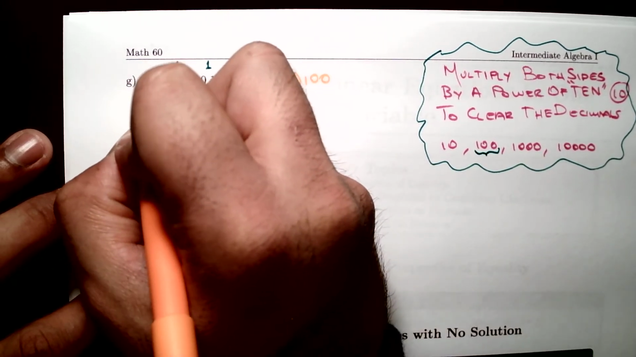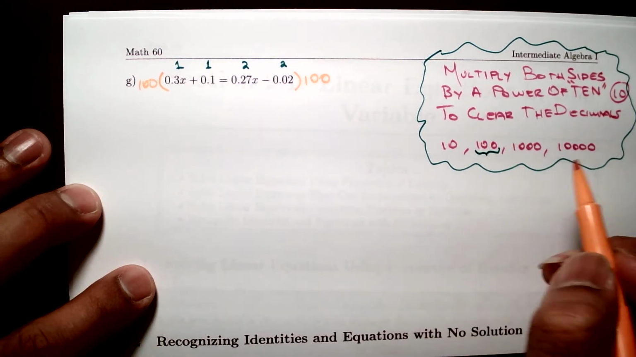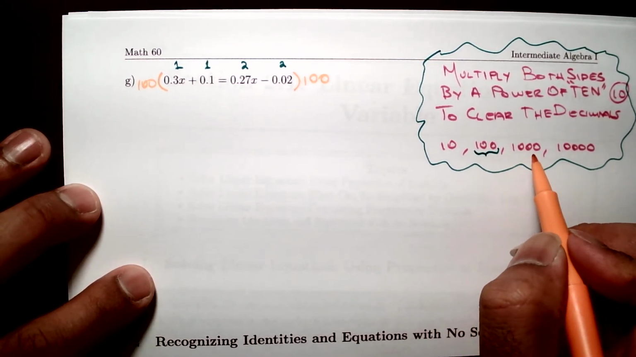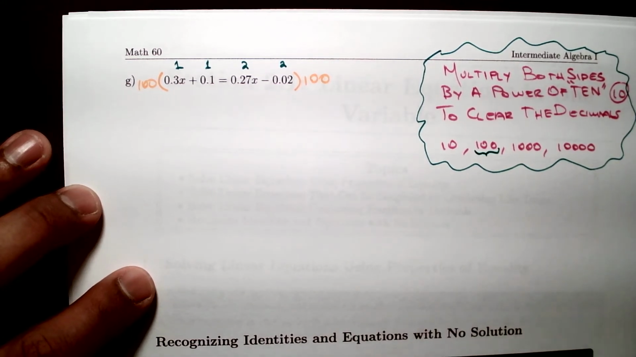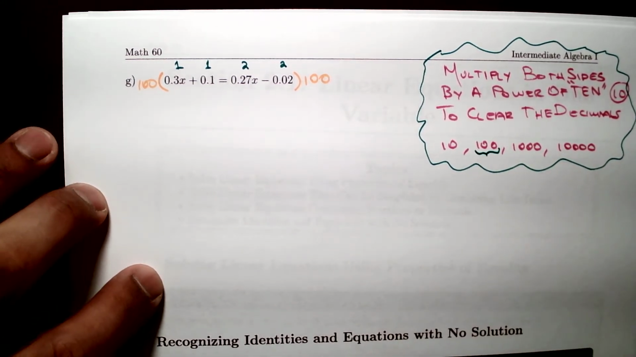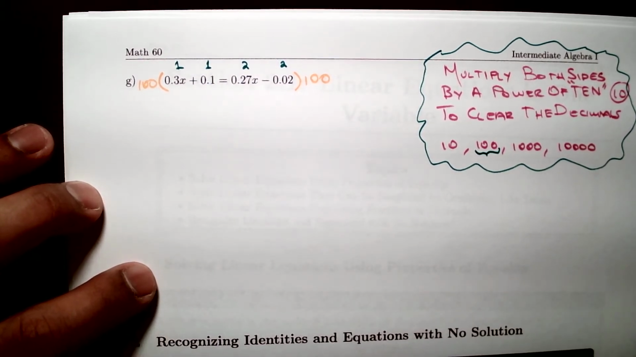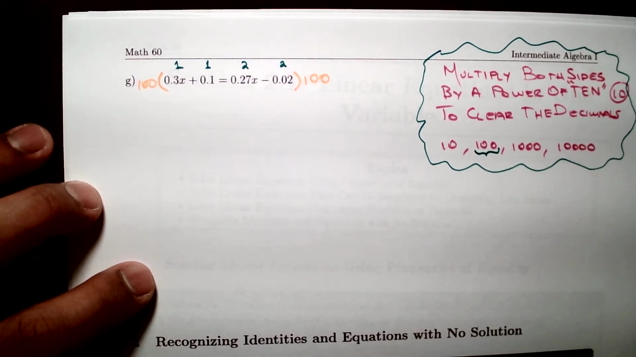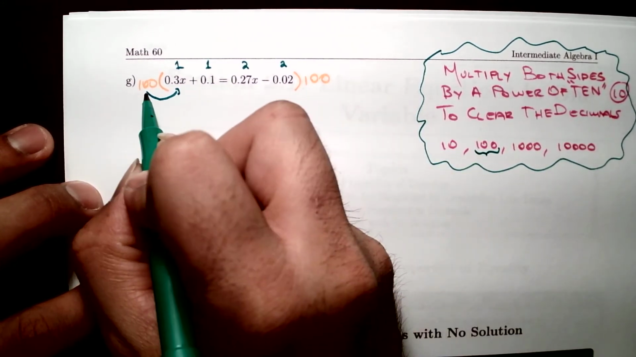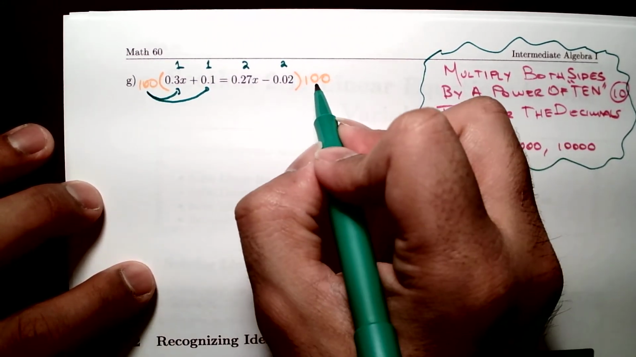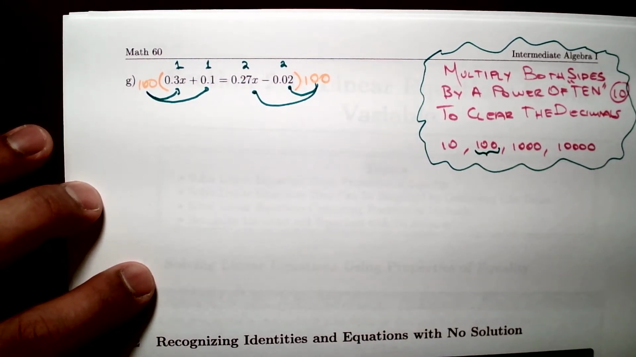All right. If, for example, we had a number with 3 decimal places, then we multiply both sides by 1,000. Or if we had 4 decimal places, well, by 10,000. But in this case, we only require to multiply by 100. Okay, so let's do the distribution. 100 times 0.3, 100 times 0.1, 100 times 0.27, and 100 times 0.02.